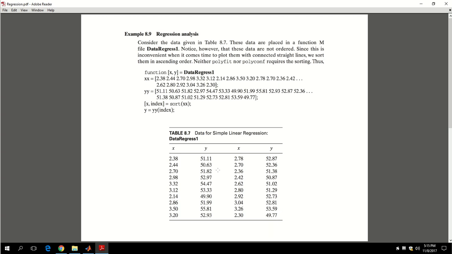So the goal is to come up with a curve that can best fit all those 20 data points, right? And so regression is one of those curve fitting techniques. In fact, there are several curve fitting techniques or surface fitting techniques, and regression is one of those popular techniques for curve fitting or surface fitting.